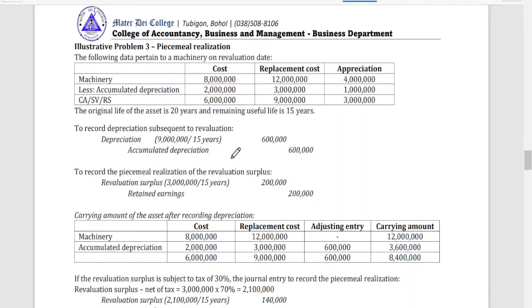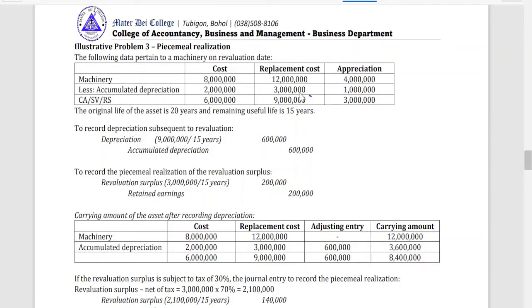The following data pertain to a machinery on revaluation date. So these are your data. The original life of the asset is 20 years and the remaining life is 15 years. So therefore, the used life is 5 years. How do we record the depreciation subsequent to revaluation?